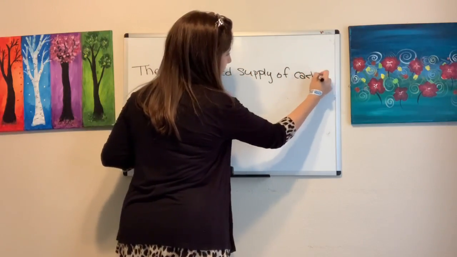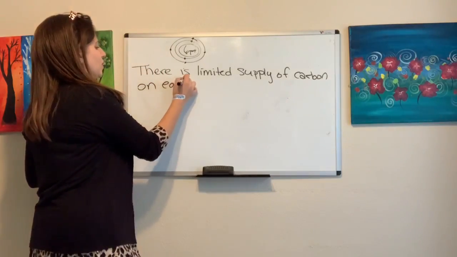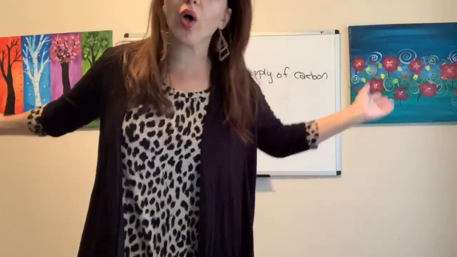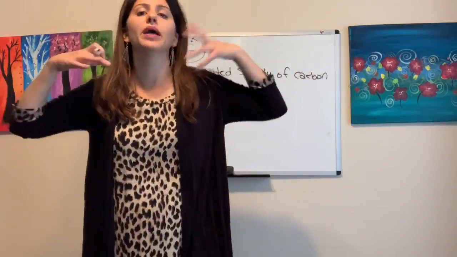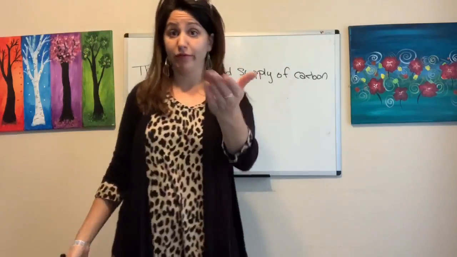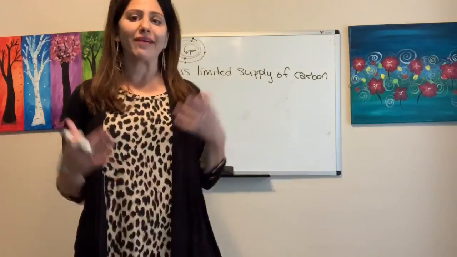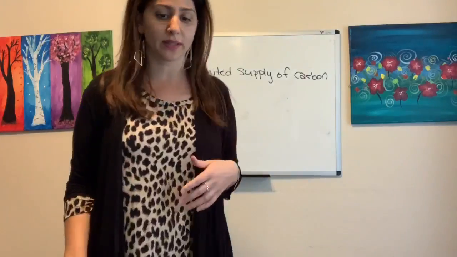All right, there is a limited supply of carbon on Earth. Now you think, what? That makes no sense. I mean, isn't all pollution carbon, right? Are we constantly using carbon in our atmosphere in the form of carbon dioxide, right? So you would think, well, that doesn't make sense. Well, the reason why we have so much of it is because of this carbon cycle, right? Because we know that it cycles about, and we're going to talk about exactly how that happens, okay?